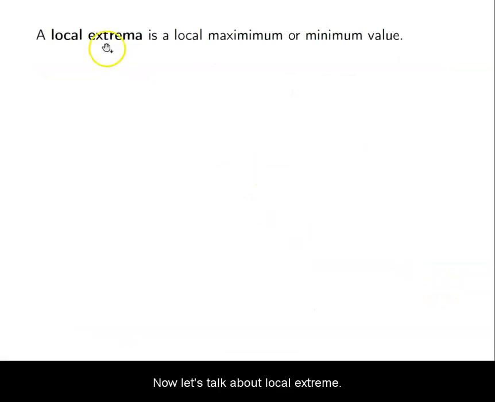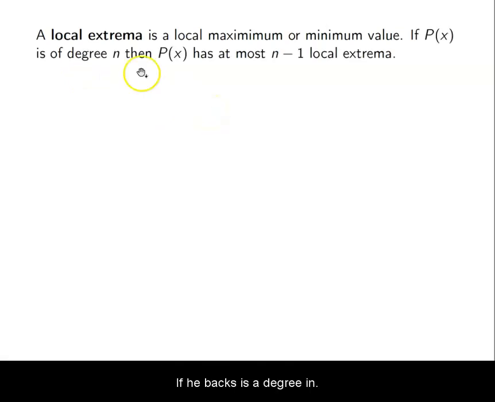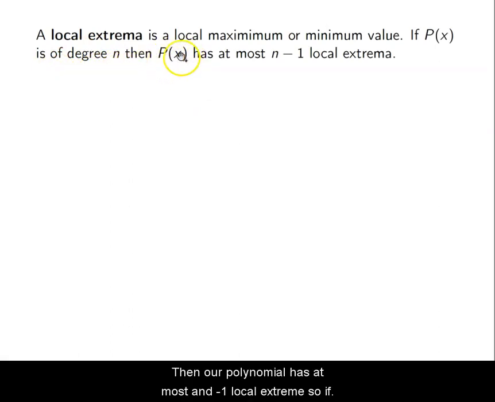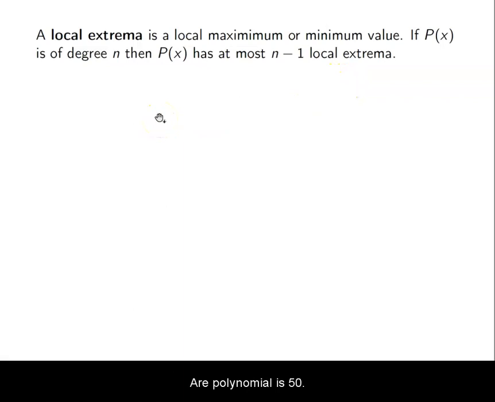So now let's talk about local extrema. Local extrema are local maximum or minimum values. If p of x is of degree n, then our polynomial has at most n minus 1 local extrema. So if our polynomial is 5th degree, we're going to have at most 4 local maxima and minima.